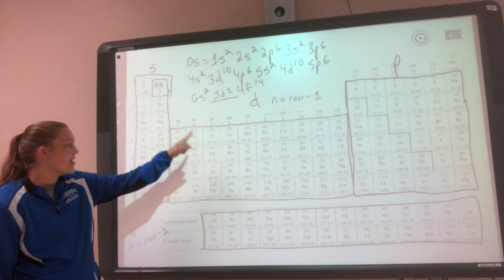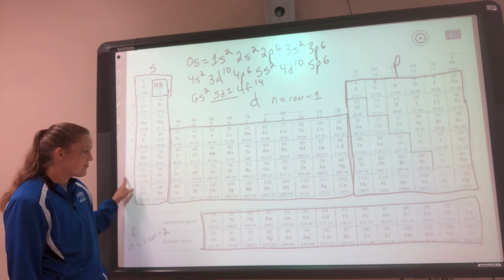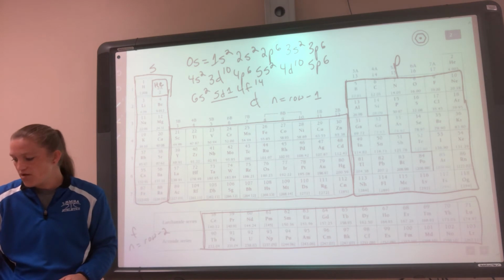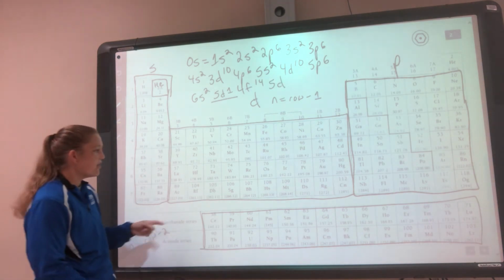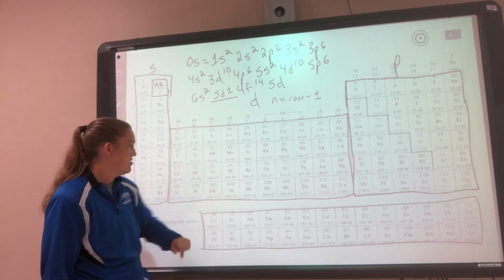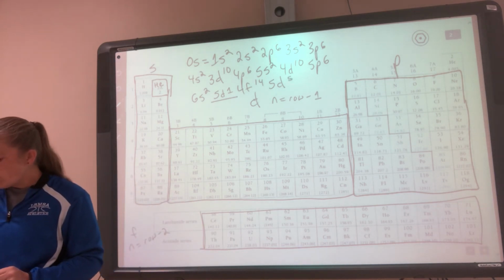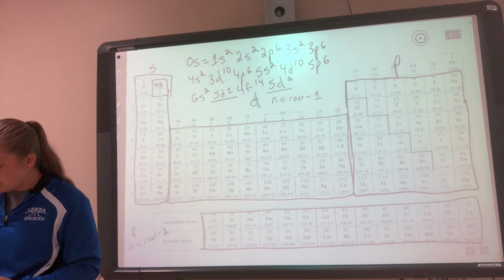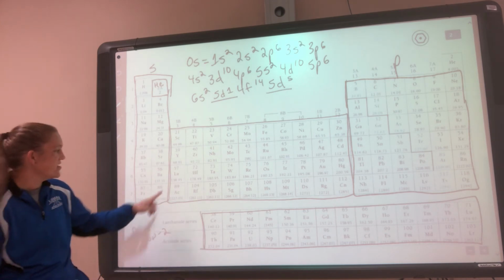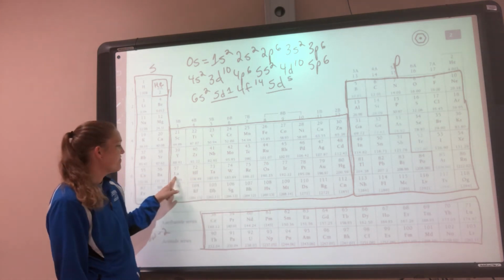So I'm back in that D. And remember, this is n minus 1, so it's row 6 minus 1. So now I'm back in the 5. So I write 5D, and then I count 1, 2, 3, 4, and 5. Okay, 1, 2, 3, 4, and 5. Now, remember we had 2 of these D's. I'll just erase this so you can see better. Okay? So we had this D and we had this D. So really I have 1, 2, 3, 4, 5, 6 of the 5D electrons.